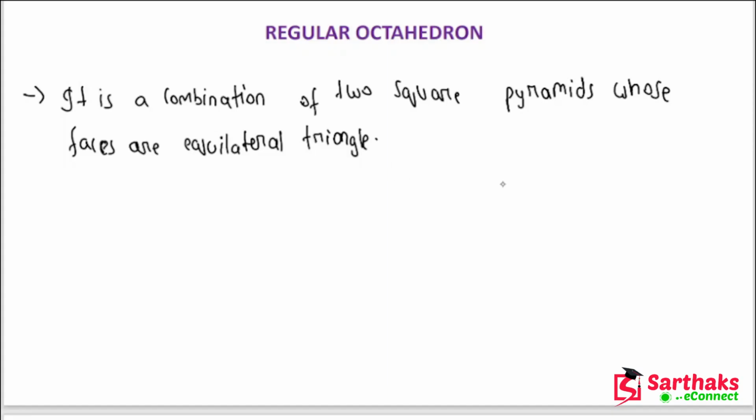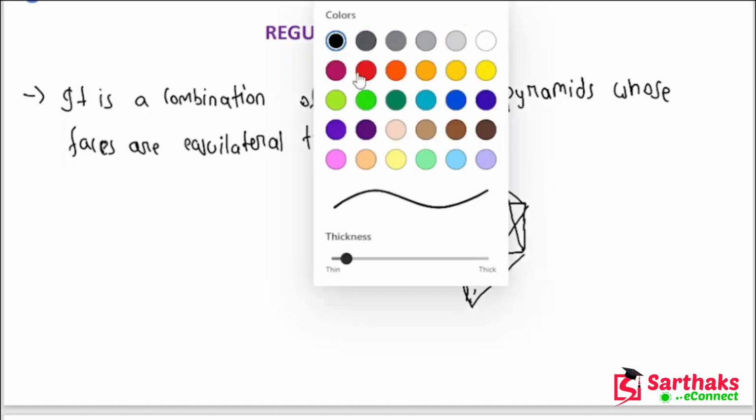Now if I have to show you, if I have to make it, then we actually join the squares like this. Similarly, this is the common vertex, so this must be the top, the first square pyramid, and the second square pyramid is basically below it. So this type of figure in which on the top there is a square pyramid, and on the bottom is also a square pyramid, is called regular octahedron. Why octahedron? Because it will have 8 total faces. Okay, so let us talk about them.